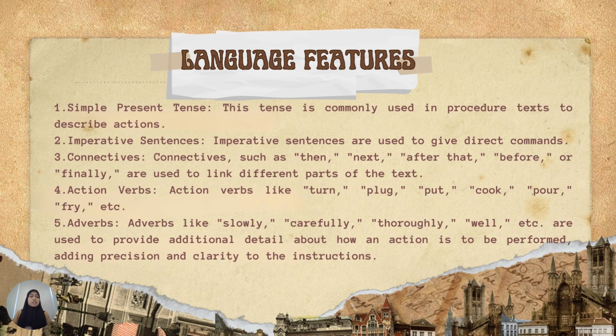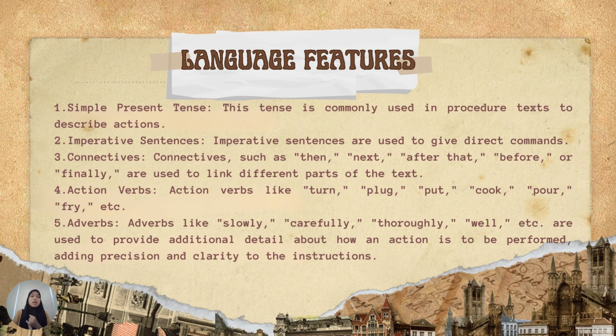Language features. The first one is simple present tense. This tense is commonly used in procedure text to describe actions. So we use simple present tense, of course, because it is about truths, facts, or things that regularly happen. That's why we use the present tense.